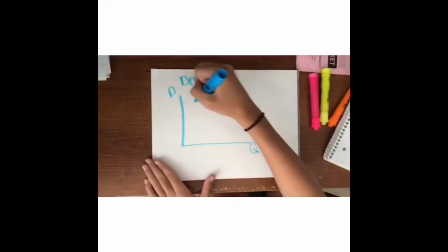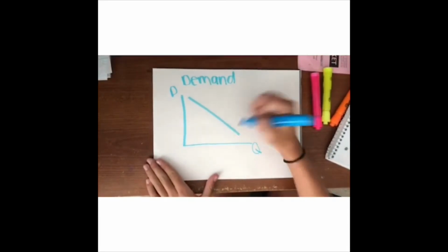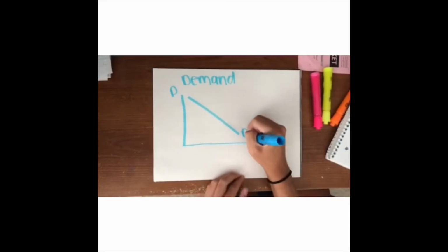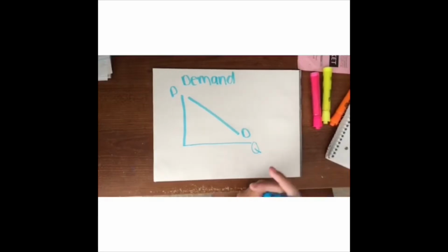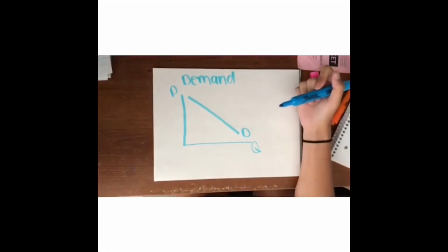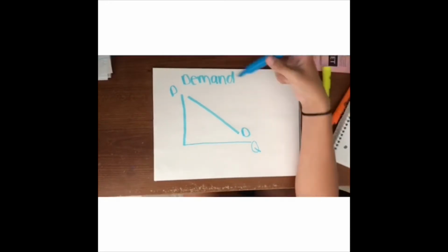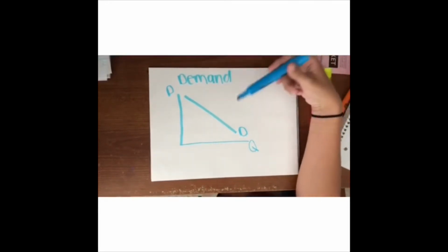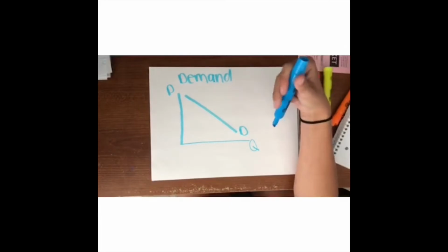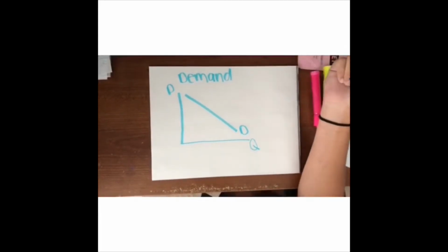So for a demand graph, the line is going to be downward sloping, and you can just label it as D for demand. And the reason that it's downward sloping is it's showing that there's an inverse relationship between price and quantity. So as one goes up, the other will decrease.